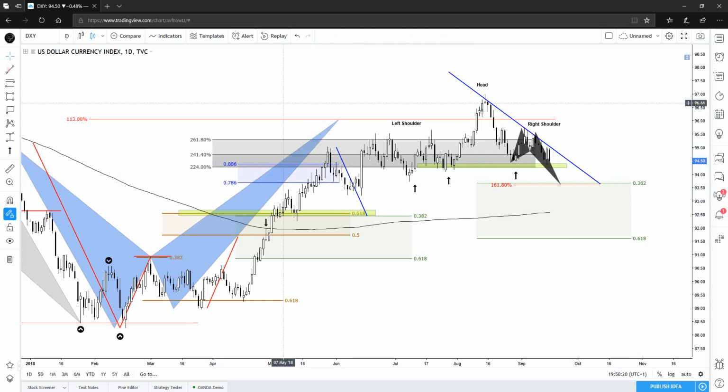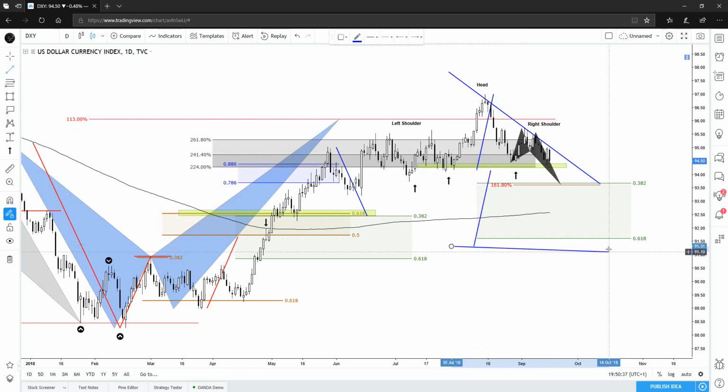Note that a default projection for the head and shoulders will put the price below, very close to the golden ratio, the default head and shoulders projection.